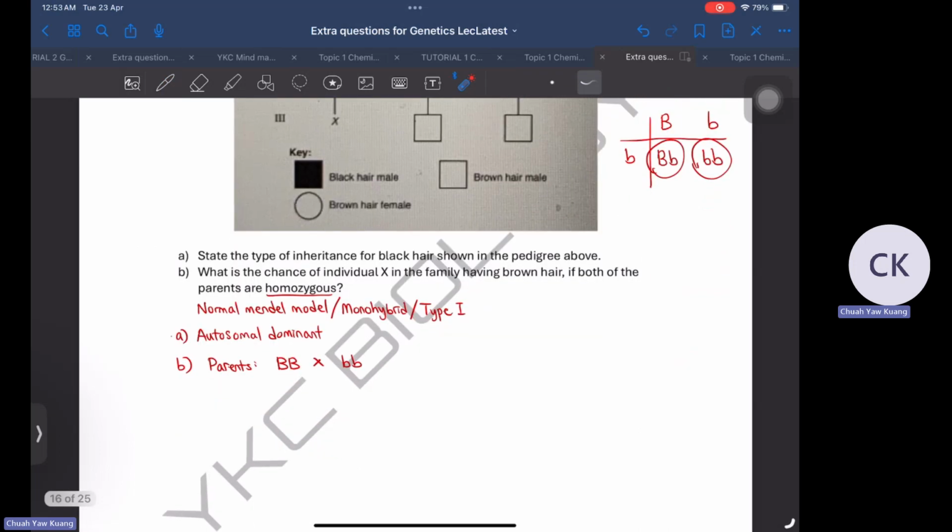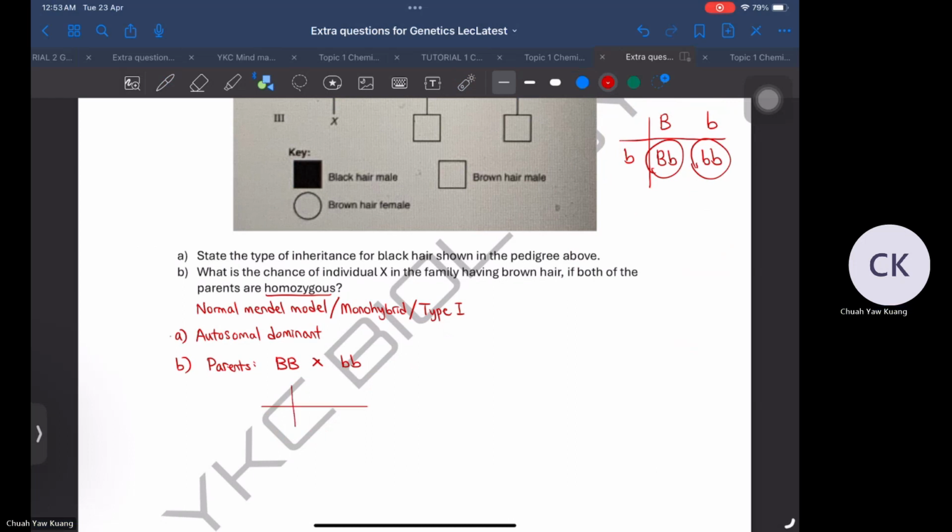Next, we will do the Punnett square. The male parent can only produce one type of gamete, which is B. The female parent can only produce one type of gamete as well, which is recessive b. When you do the cross, all the offspring will be heterozygous, which means all the offspring will be black hair.